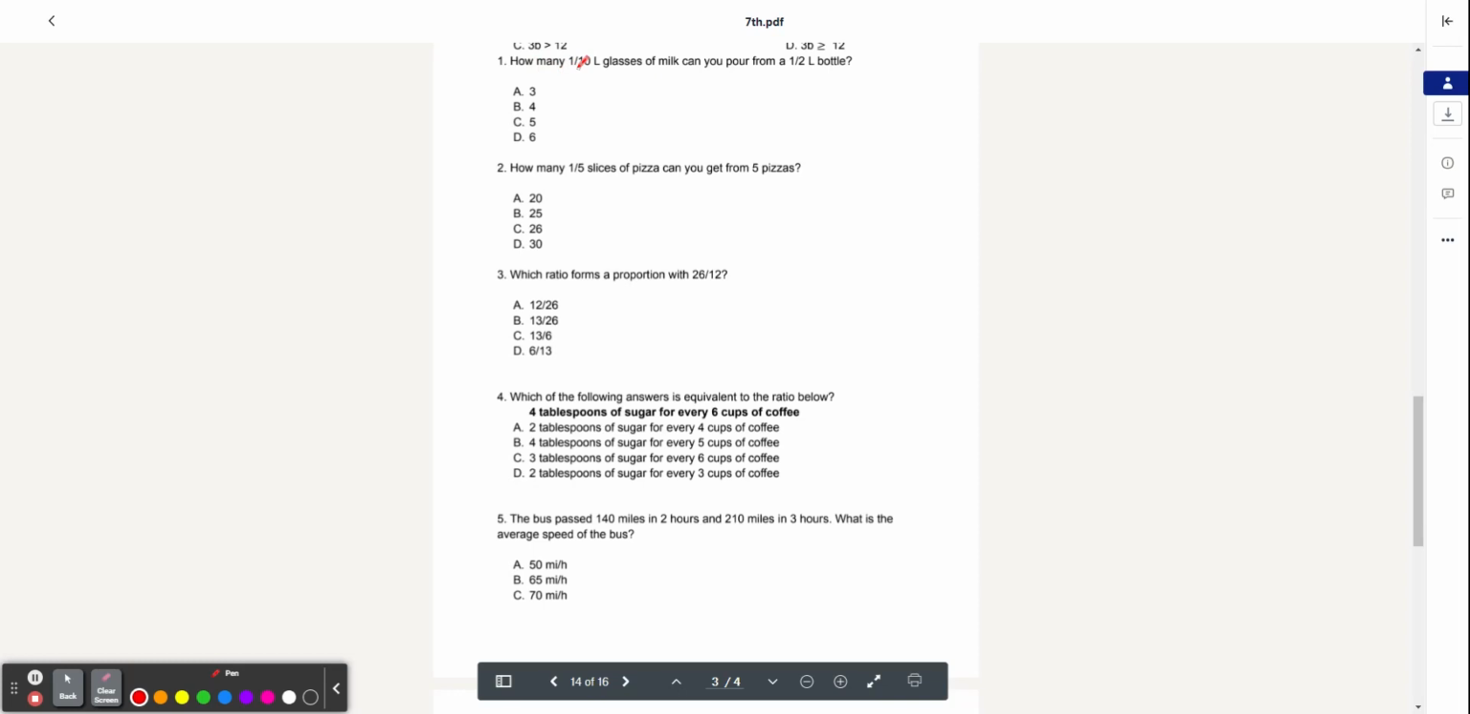How many 1/10 liter glasses of milk can you pour from a 1/2 liter bottle? So in order to solve this problem, we're going to divide 1/2 by 1 over 10. And when we're dividing by a fraction, we multiply by its reciprocal. So 1 over 2 times 10 over 1, that becomes 10 over 2, which is 5.